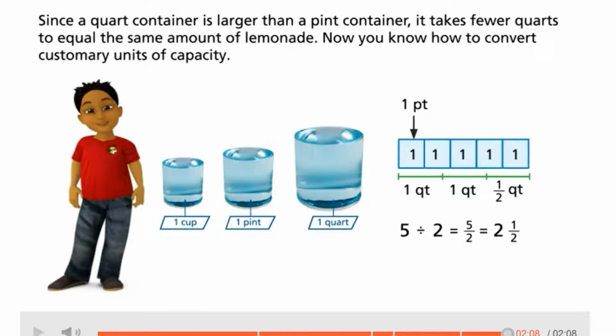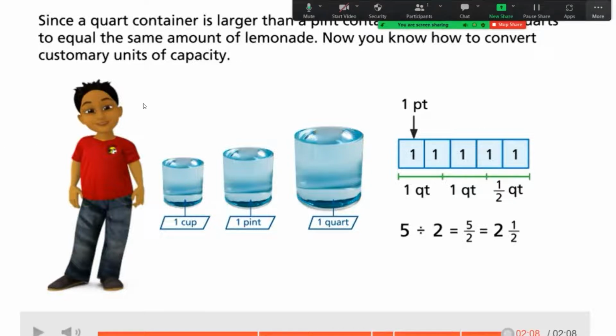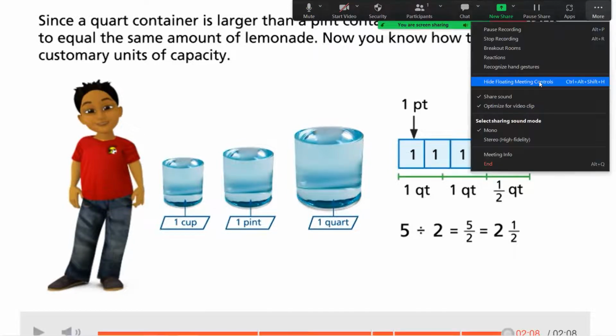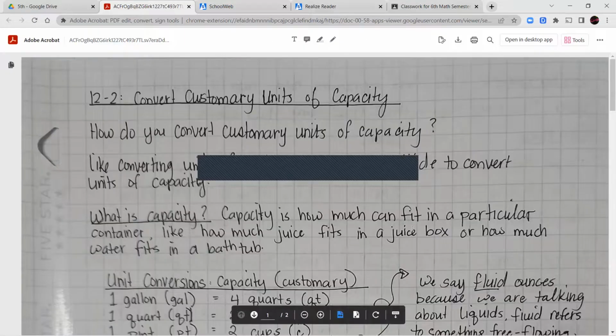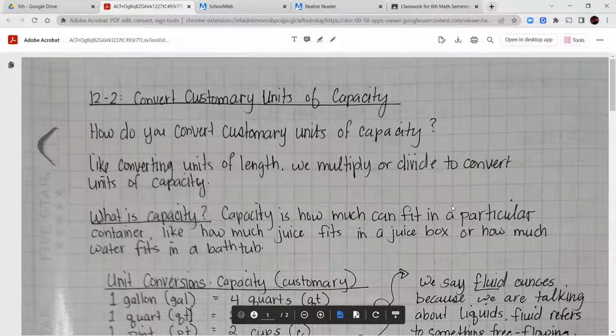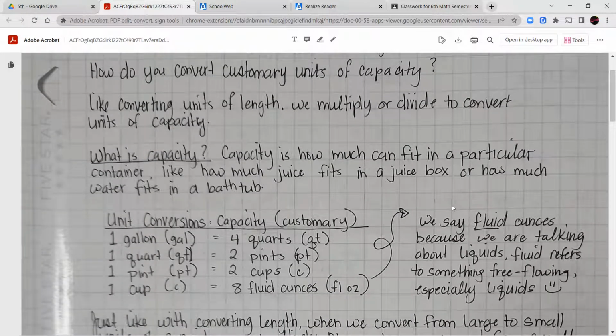All right, let's go ahead and get into our notes and our guided practice together. Now, our notes for this week are going to cover customary units of capacity. And our focus question is, how do you convert customary units of capacity? So just like converting units of length, we multiply or divide to convert between them. But first, let's take a step back.